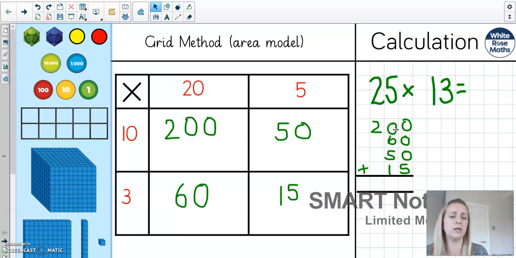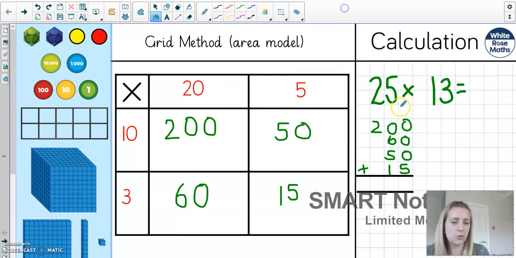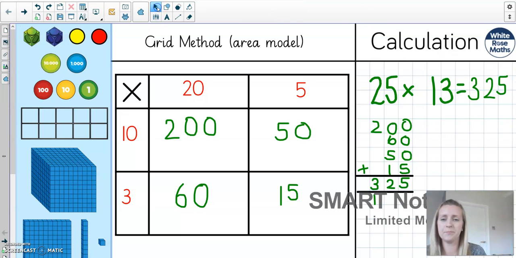I've already written this calculation out here for us. And now I can add them. So 0, 0, 0 and 5 is 5. 0, 6, 5 add 1. So 6 add 5 is 11, plus the 1 is 12. So I put my 2 here and carry the 1. Sorry about the watermark, everybody. Then 2 plus the 1 that I've carried is 3. So I now have 325. So 25 multiplied by 13 is 325.